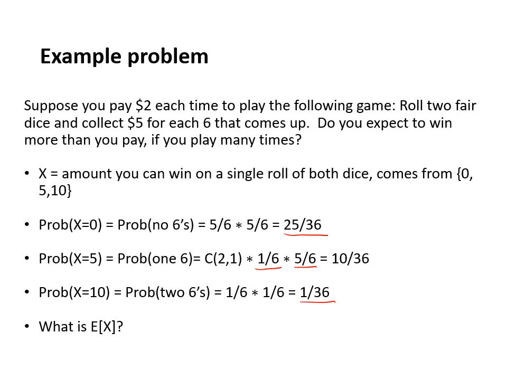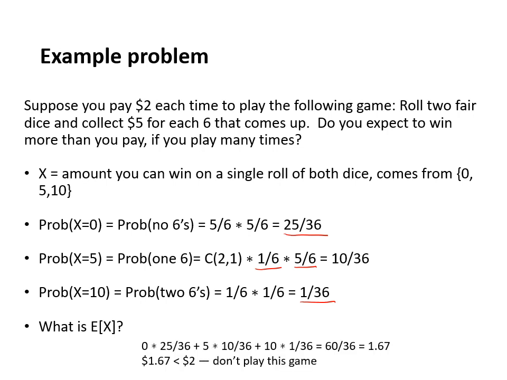And now we can compute the expected value of X as 0 times 25 over 36 plus 5 times 10 over 36 plus 10 times 1 over 36, which is equal to 1.67. So this is the expected outcome.